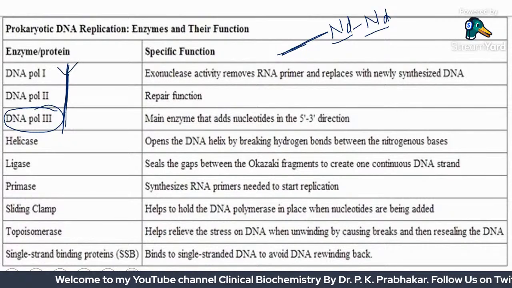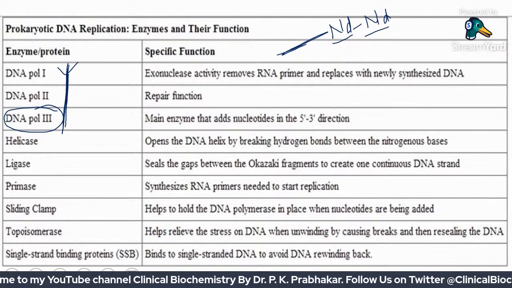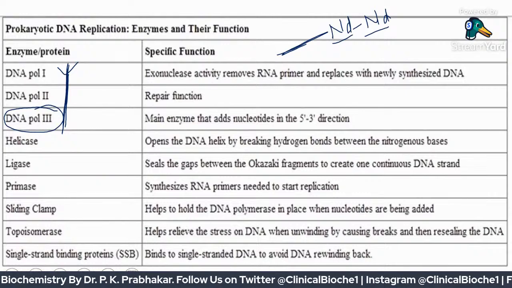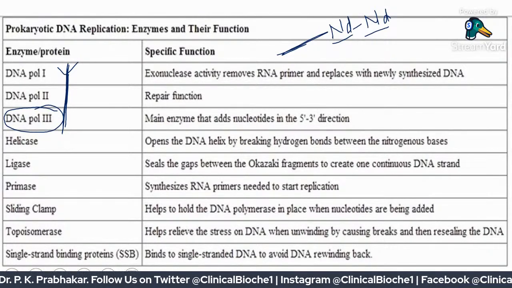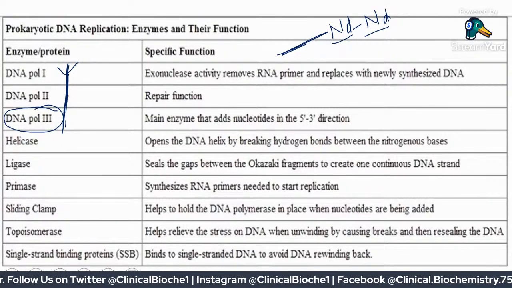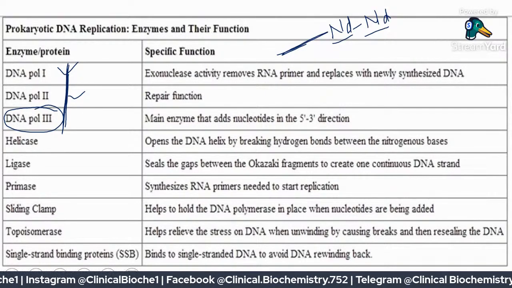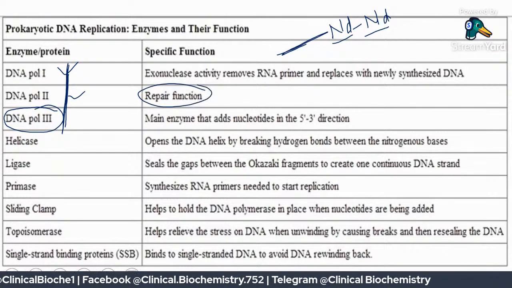DNA polymerase I, which normally is required for smaller synthesis, a small fragment synthesis, a smaller portion of the DNA synthesis. And DNA polymerase II, which is normally required for DNA repair functions. So these are the functions of all three.